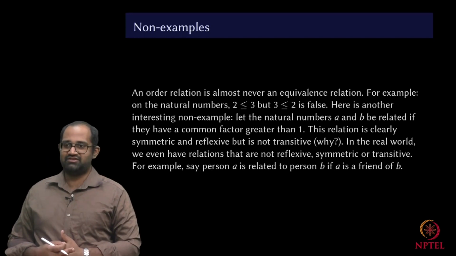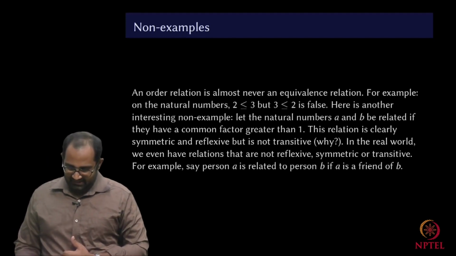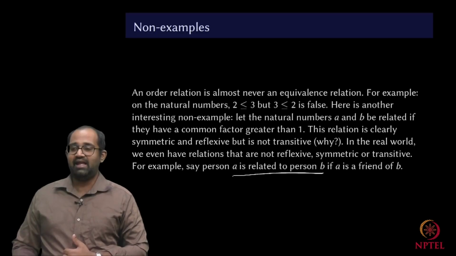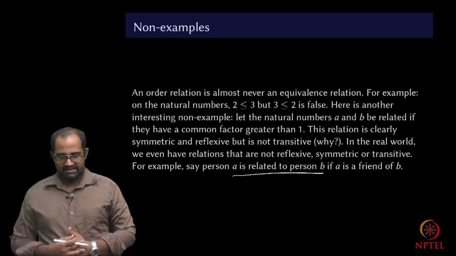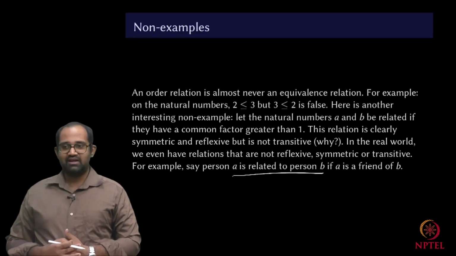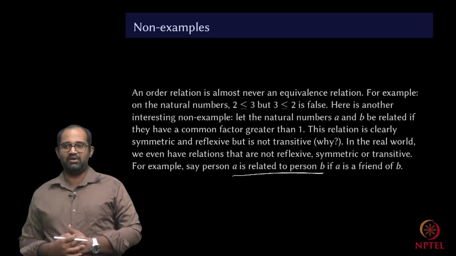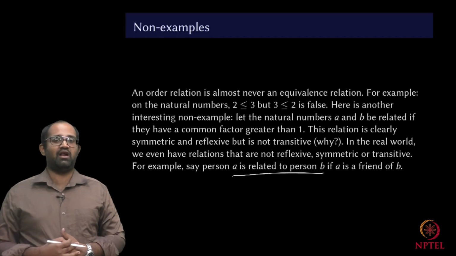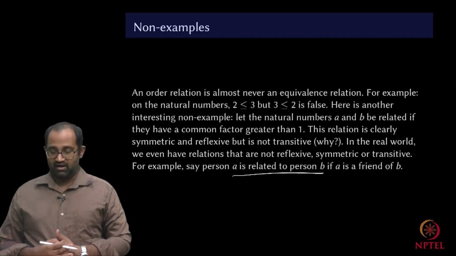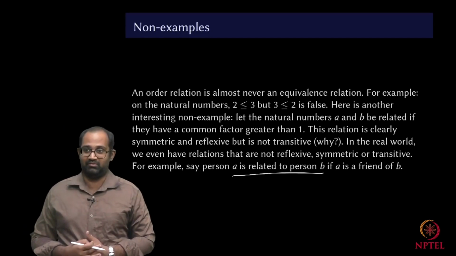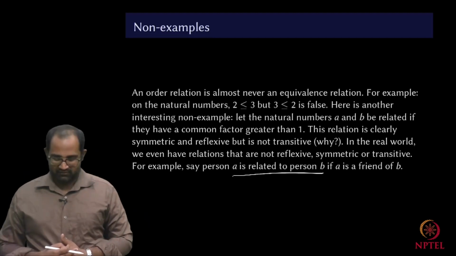Let us take the relation: we say A is related to B if A is a friend of B. Now, this relation is not reflexive. Why is that? Well, as we all know, sometimes we are our own enemies, we are our own greatest enemy also sometimes. So, it is clearly not reflexive.